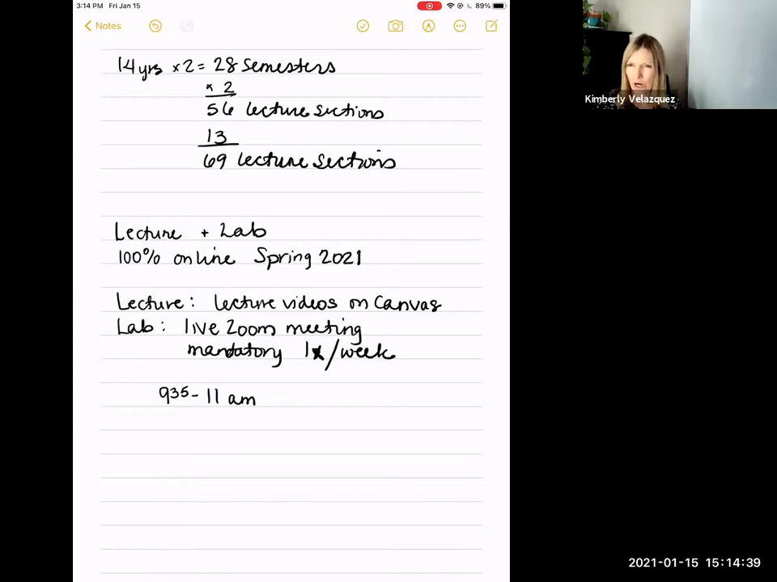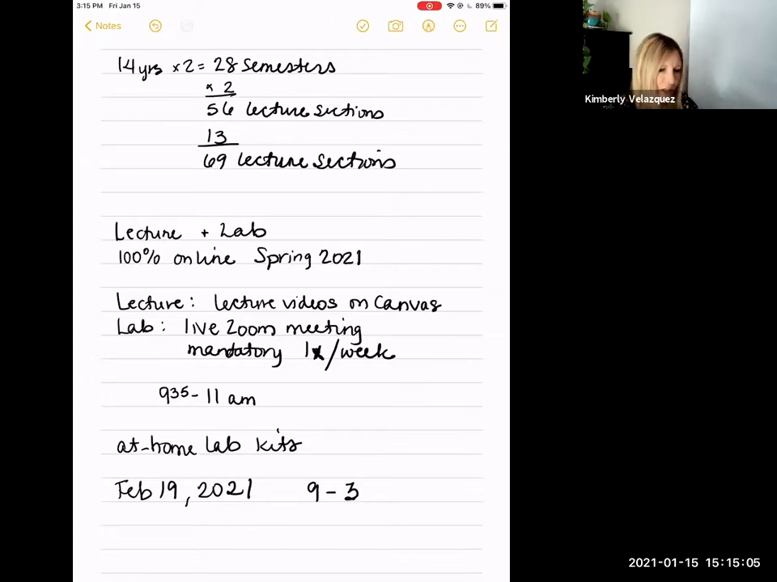Most of the labs are done using at-home lab kits, which Palomar College is providing to you at no cost to you. And you will be picking those up in person on the San Marcos campus on February 19th from, I think it's 9 to 3. Let me just double check on that.